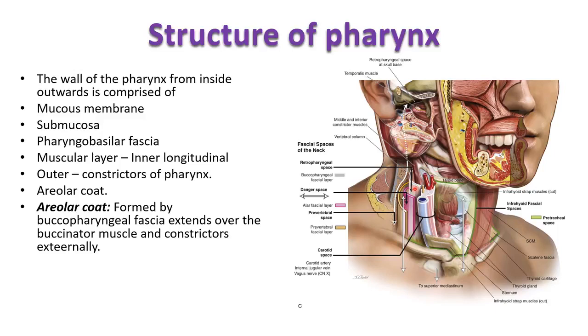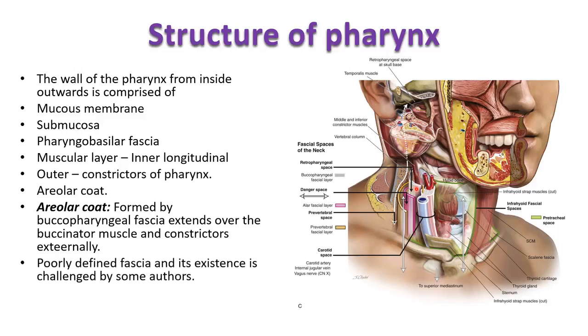some people consider it as the epimysium of the muscle itself, which is ill defined, loosely attached, and poorly defined, and its existence is challenged by some authors. Because if there is a fascia externally, then it won't allow the expansion of the pharyngeal wall. When the bolus enters, it has to bulge and then contract, and thereby the lower part has to expand to receive the bolus of food. This will not be possible if there is a tough fascia.